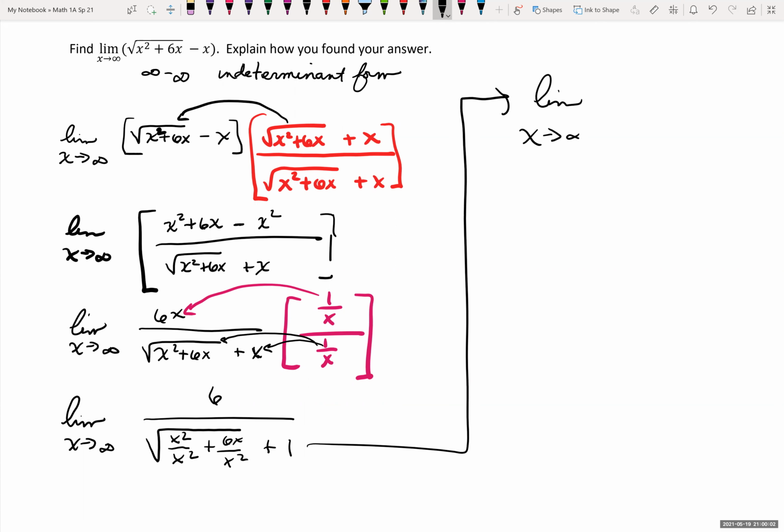So cleaning it up, I have 6 in the numerator, and the square root of, well, x squared over x squared is just 1, plus 6x over x squared is just plus 6 over x. And then I have a plus 1 outside of the radical. As x goes to infinity, this 6 over x goes to 0. So we're left with 6 all over the square root of 1 plus 1, which is 6 over 2, which is equal to 3.